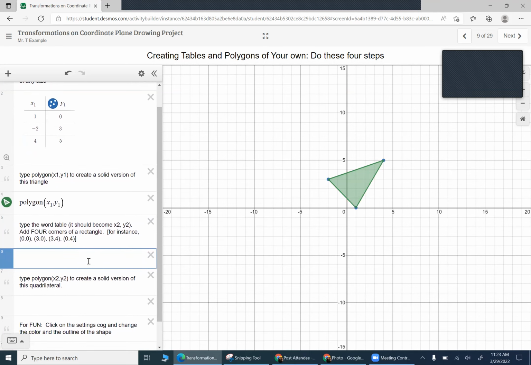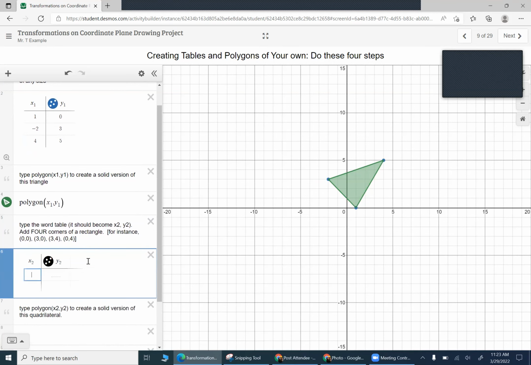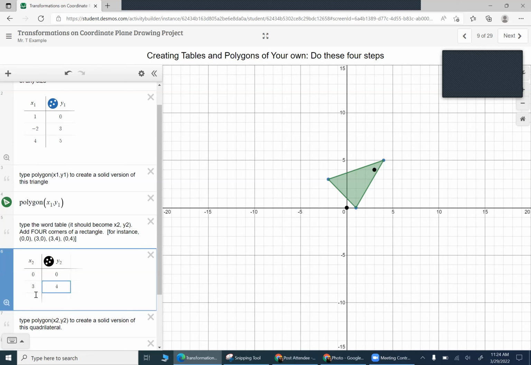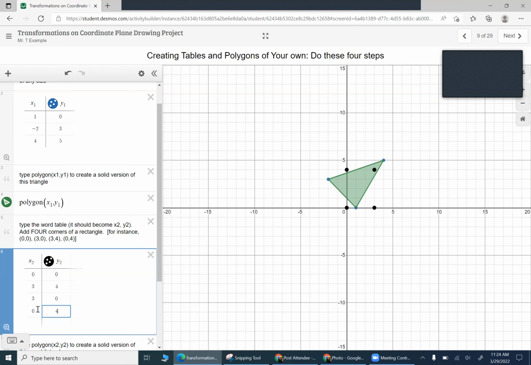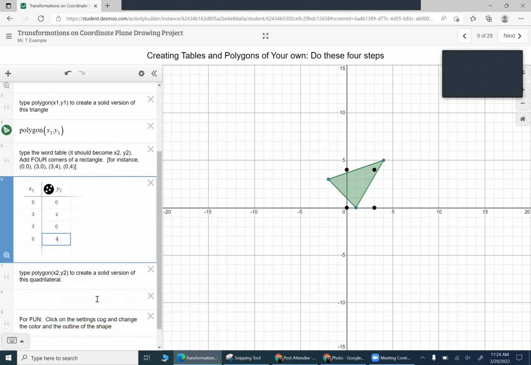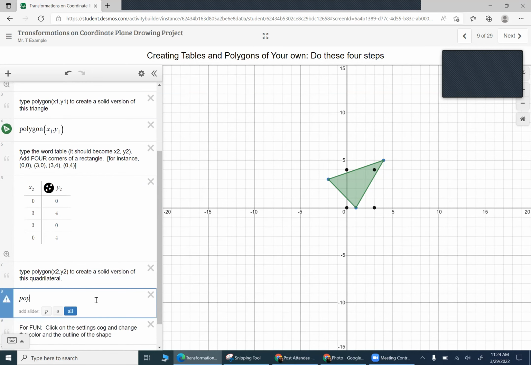Type the word table again, table, 4 corners. Okay, I'm gonna do this out of order. This is just 0, 0, 3, 0, 3, 4, 0, 4. I'm gonna do this a little out of order because I'm gonna show you what might happen. I'm gonna do 3, 4 next, and then 3, 0, and then 0, 4. So that's 4 points. And then if I say polygon X2, because that's the name in my table, Y2.